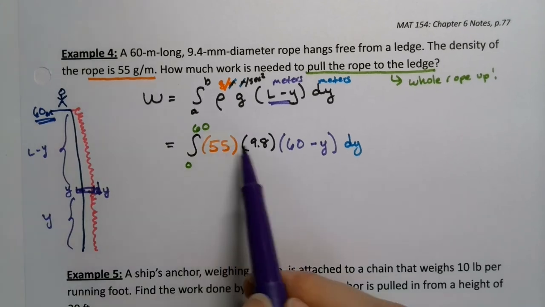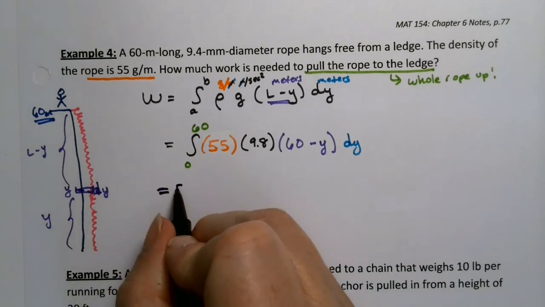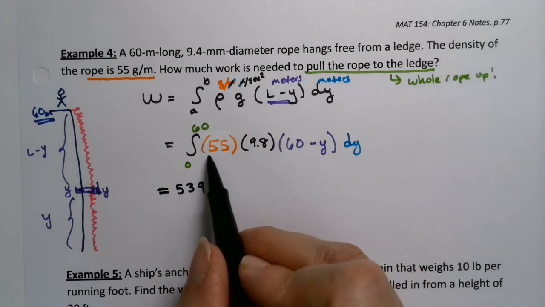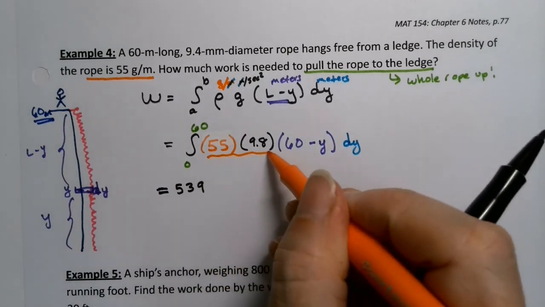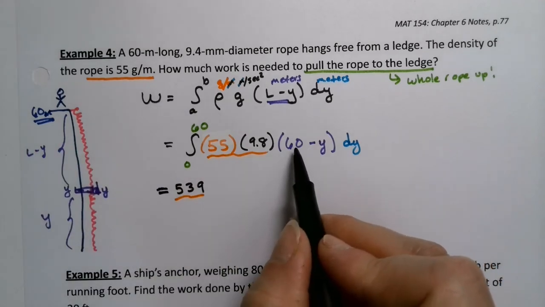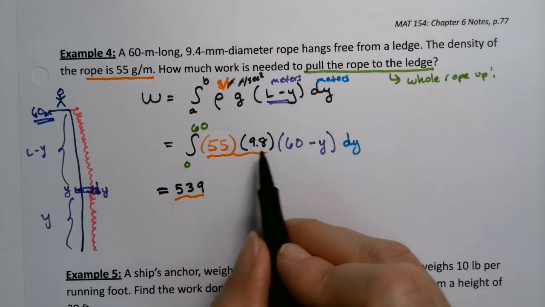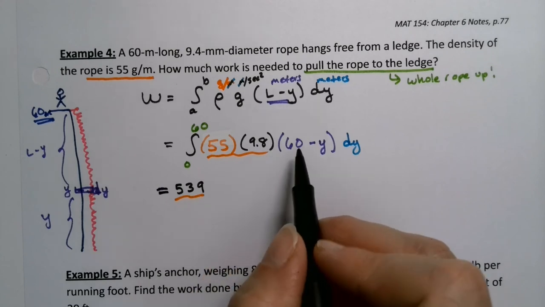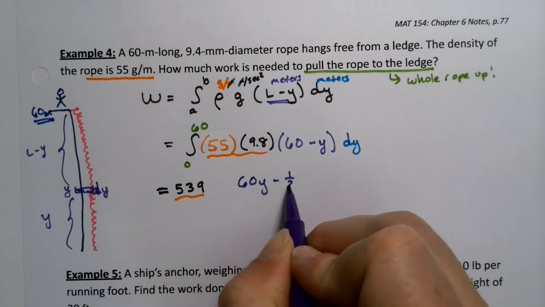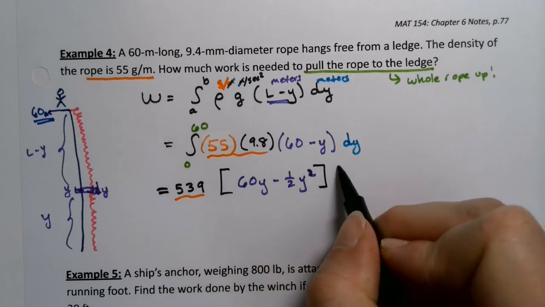So 55 times 9.8 is 539. I'm capable of going to Desmos and finding things like this out. So that's 539, those two right there. Here, I'll just put a little underline so you can know where that number came from. And then I'm going to integrate 60 minus y, because that's a constant, but it's inside of a binomial here, so I can't break it out like I could the 55 and the 9.8. So the integral of 60 is 60y minus 1/2 y squared. And then I'm going to take that integral from 0 to 60.